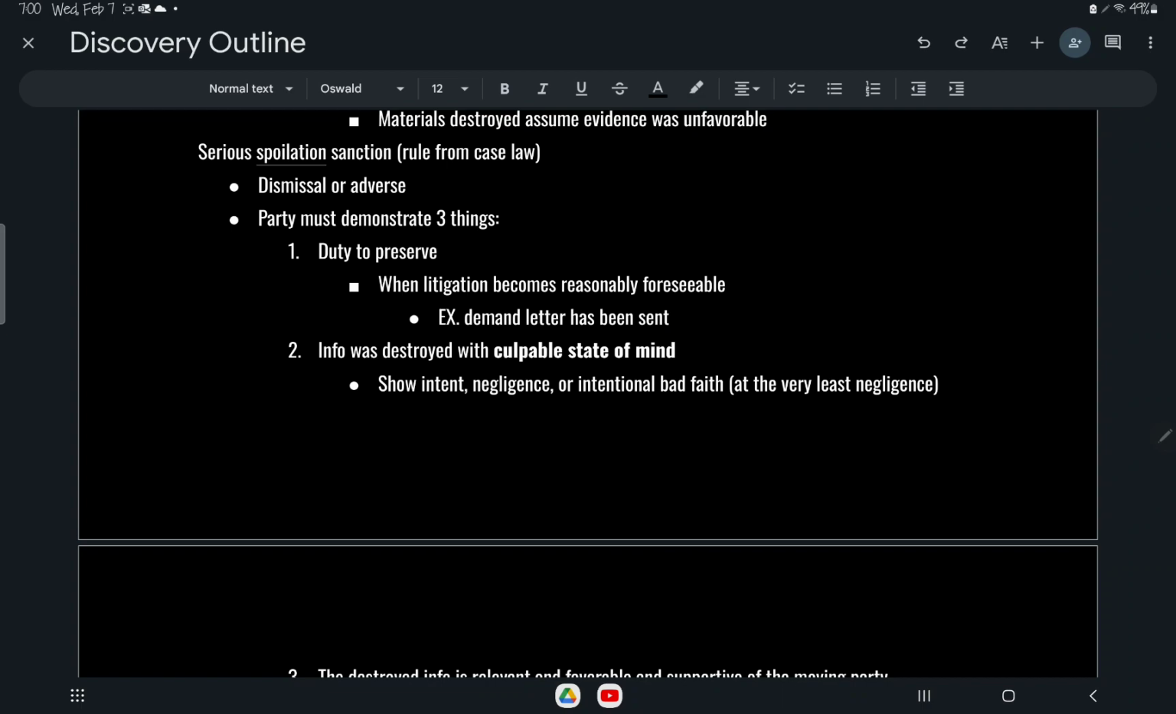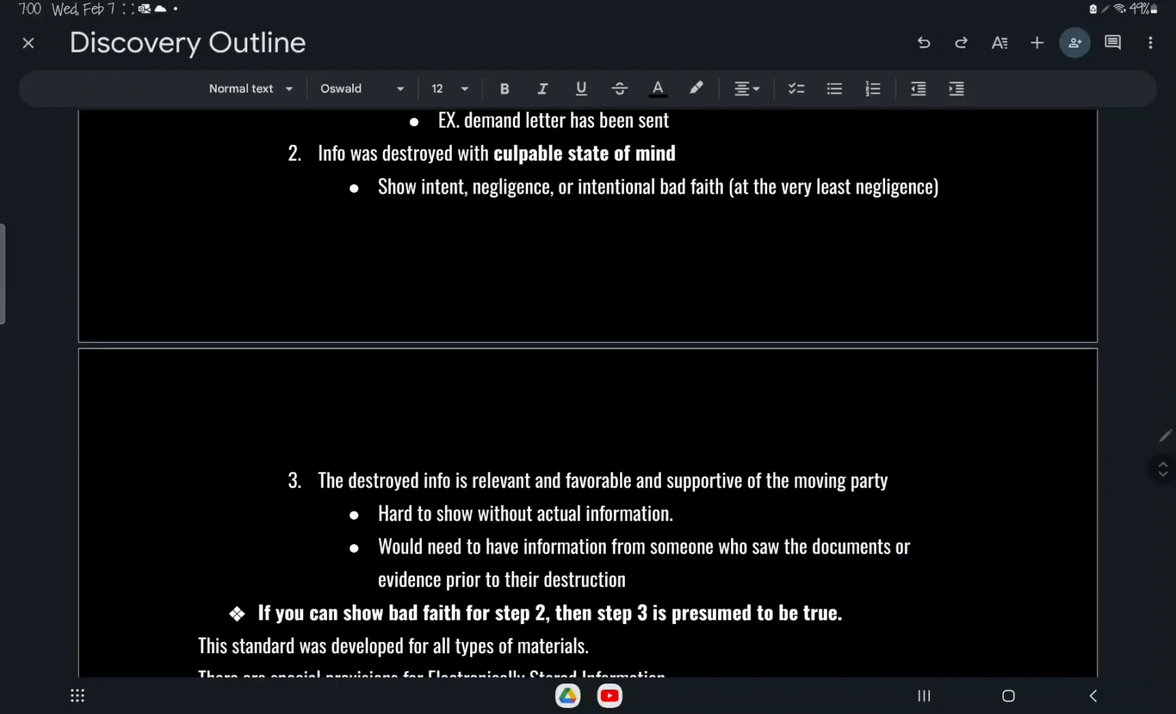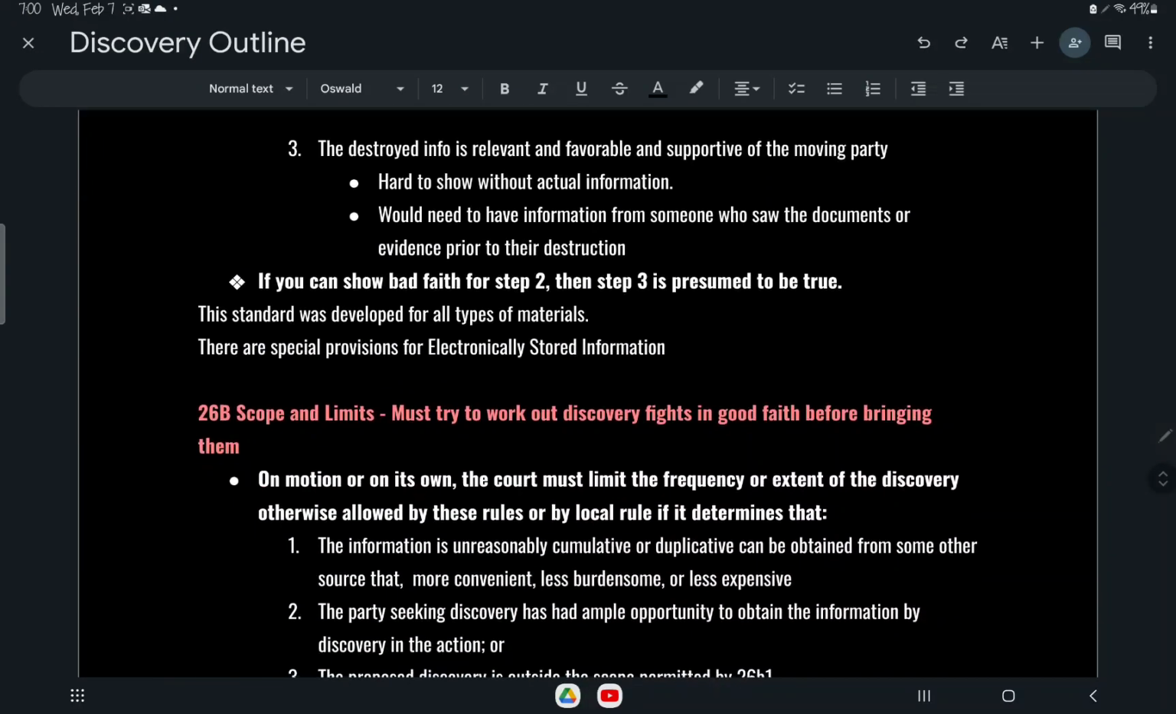But the party must demonstrate three things. 1, a duty to preserve, when litigation becomes reasonably foreseeable. An example of that would be when a demand letter is sent. 2, the info was destroyed with a culpable state of mind. Show intent, negligence, or intentional bad faith, at the very least negligence. 3, the info is relevant and favorable and supportive to the moving party.